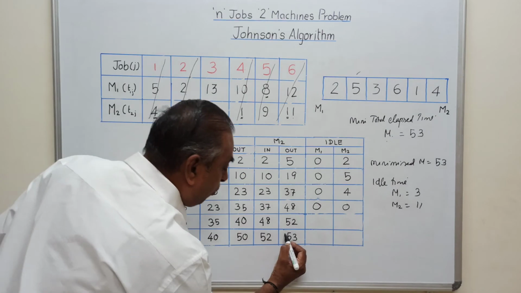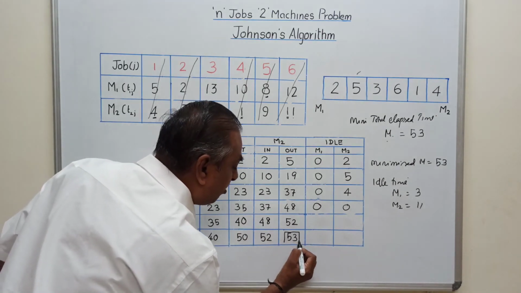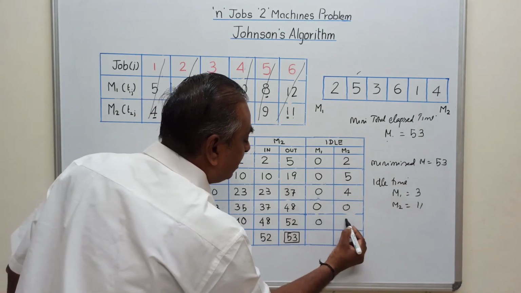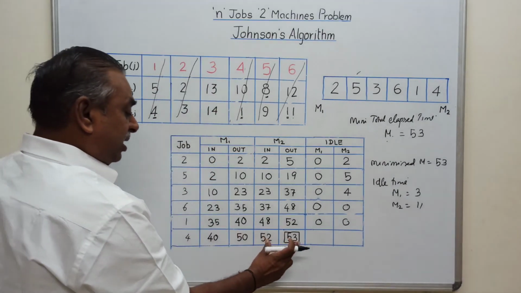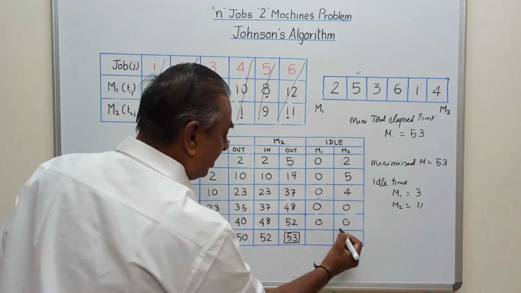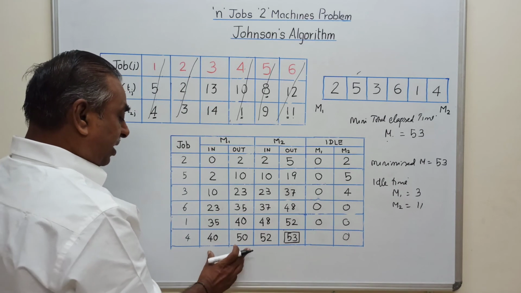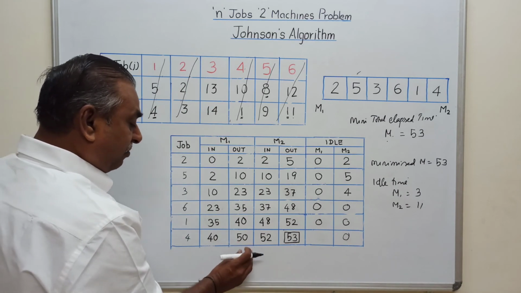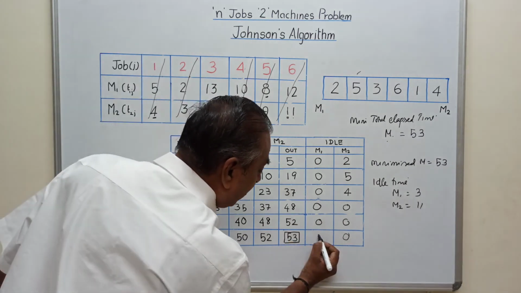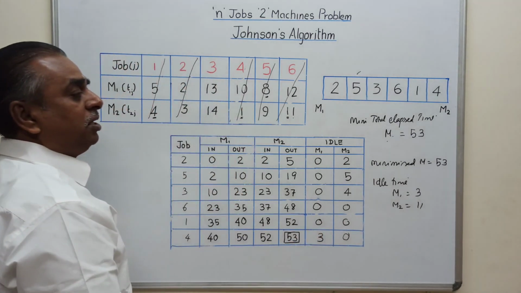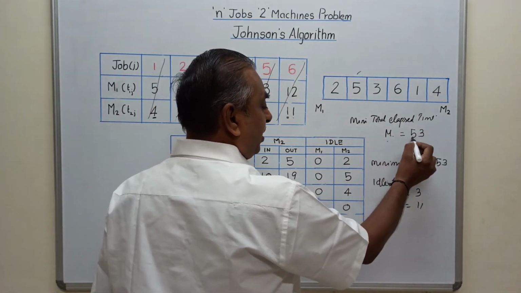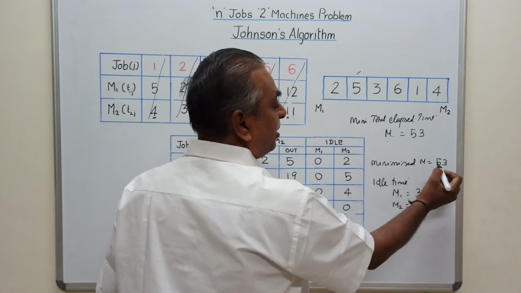So this one is called the minimum makespan time. Here the idle time is also 0 here and 0 here. Machine M2 after 53 hours has 0 idle time since all the jobs are over, whereas machine M1 is free after 50 hours till 53 hours. So 3 hours is the idle time for machine M1. So the minimum total elapsed time is 53, that is the makespan time. This minimized makespan time is 53.